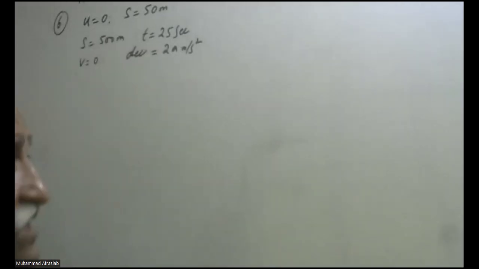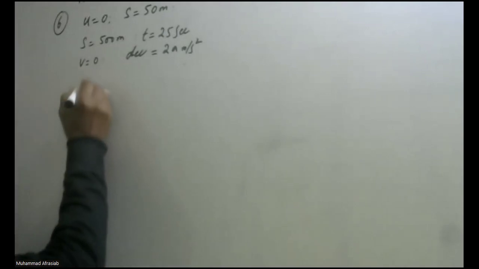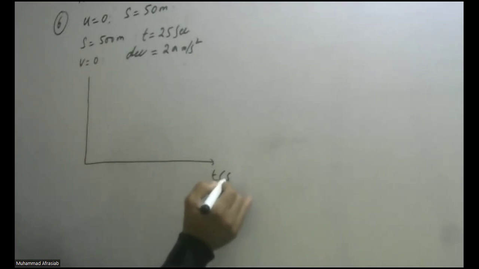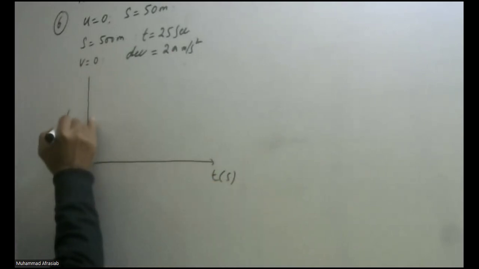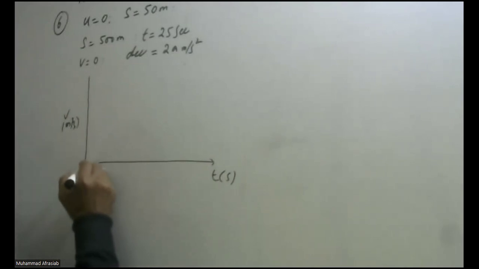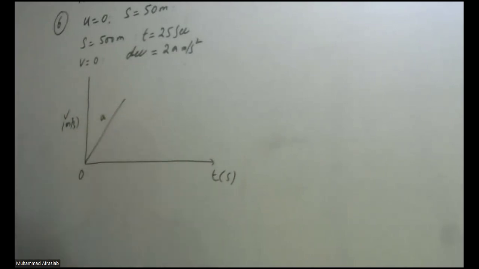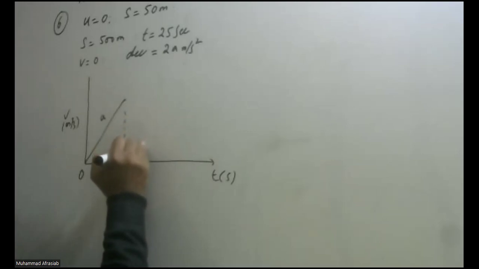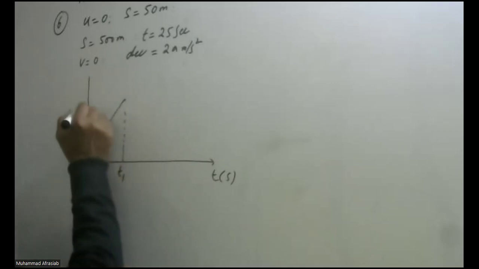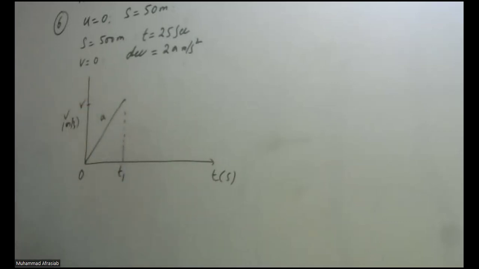Since the car starts from rest and moves in a straight line, this is the graph they have shown. This is the time in seconds, and this is the speed in meters per second. This is, let's say, the starting point. Since it starts from rest with a constant acceleration a meters per second squared, covering a distance of 50 meters, we don't know the speed here and we don't know the time here.